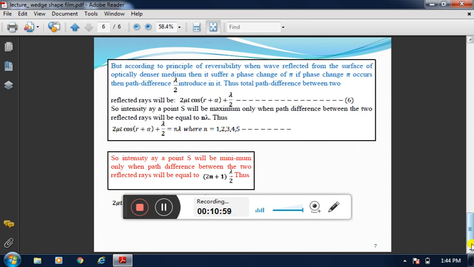Dear student, this is all about interference in a wedge-shaped film. In the next topic, we discuss interference due to division of amplitude. In this topic we discuss Newton's ring experiment and calculate path difference, wavelength, etc.